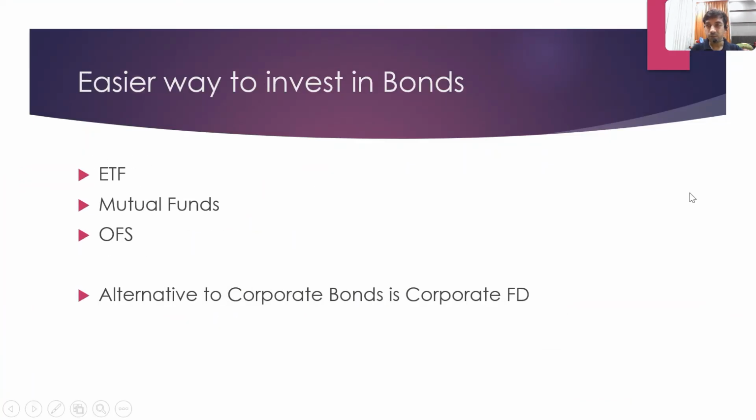Now there are other approaches to invest in bonds, much easier. You don't have to do all this calculation. You can buy ETFs, you can buy mutual funds, you can directly invest into OFS, because when you directly invest into a new issue, the calculations are very much straightforward. And there's one more alternative, that is corporate deposits. So we'll just see them once.